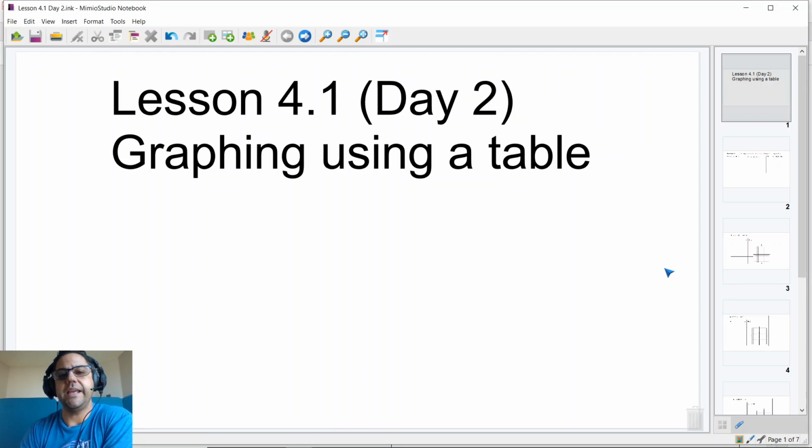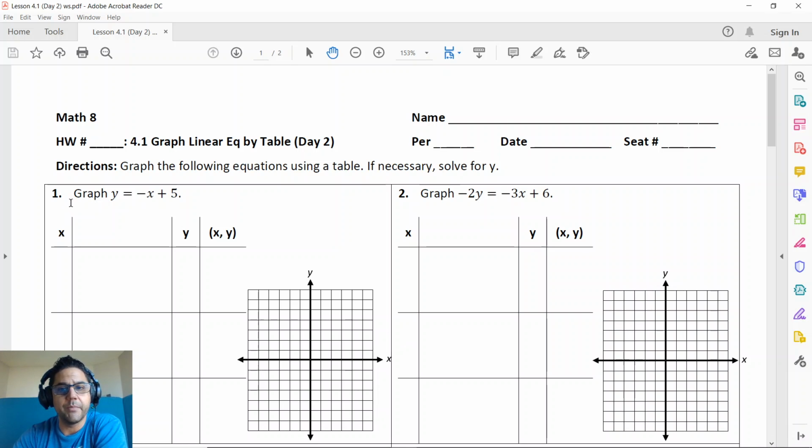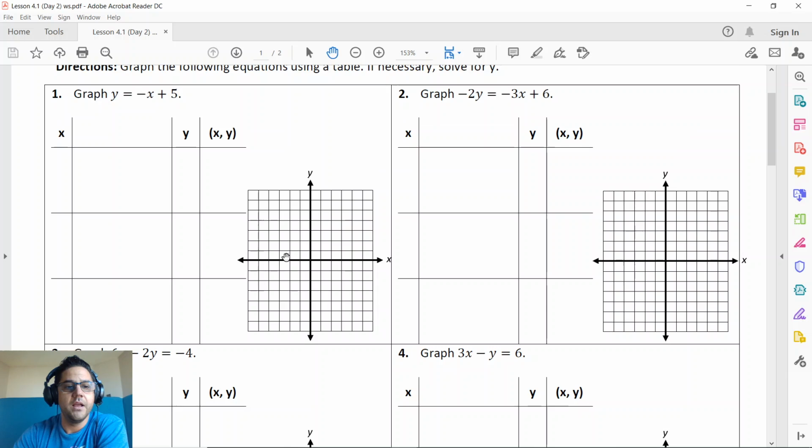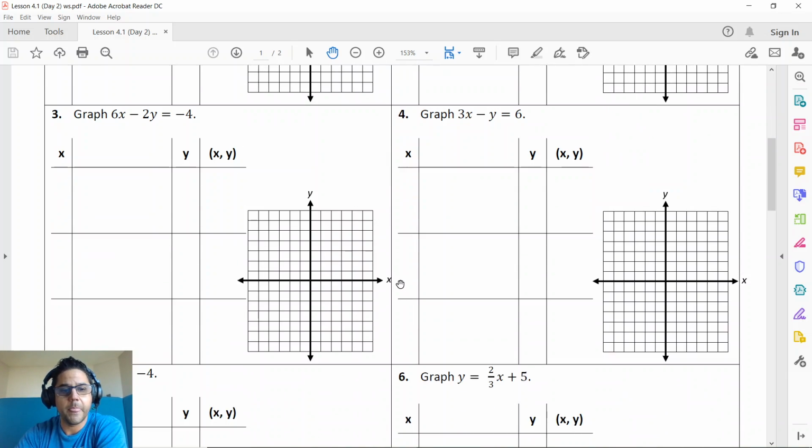Lesson 4.1, Day 2, Graphing Using a Table. Now, most of these problems are actually repeats of what we've already done. So just quickly scanning your worksheet, question number 1 looks the same. Question 2 is a little bit different. Questions 3 and 4 are different. So that's what we're going to be focusing on for the help.